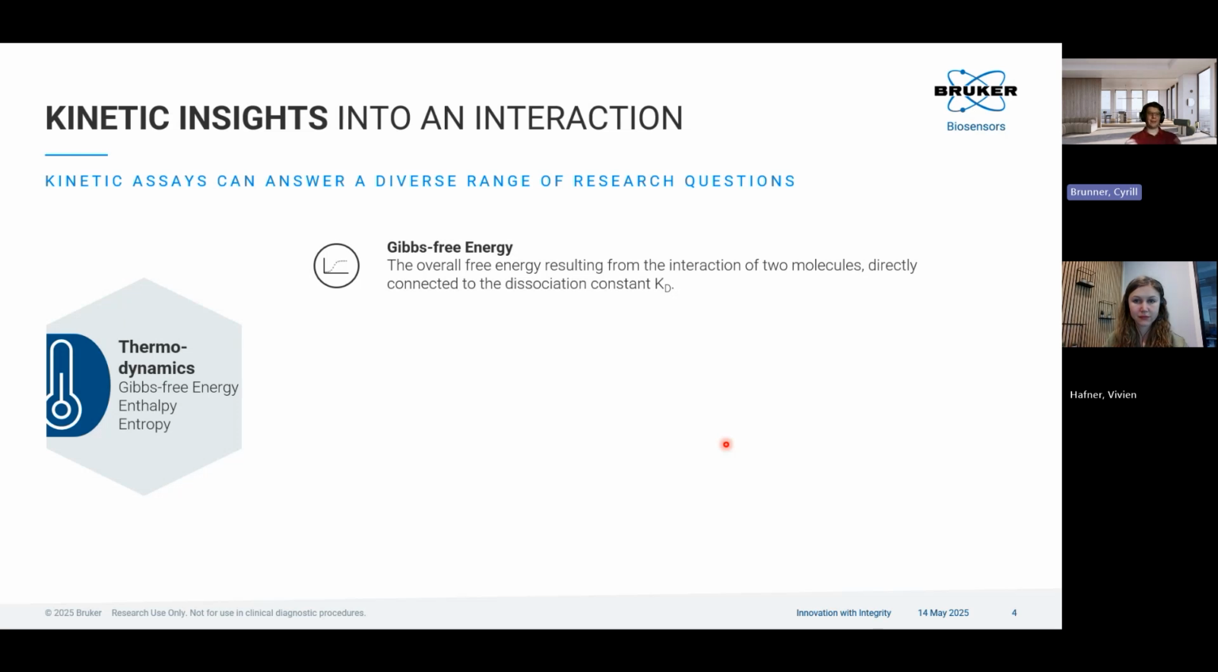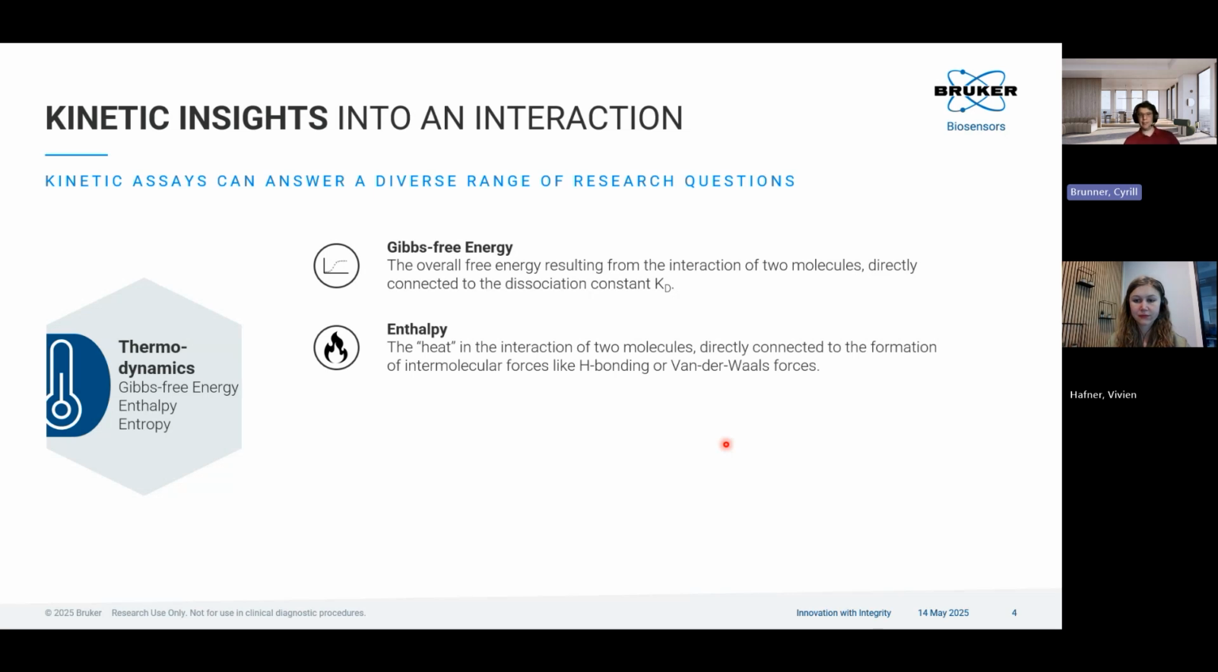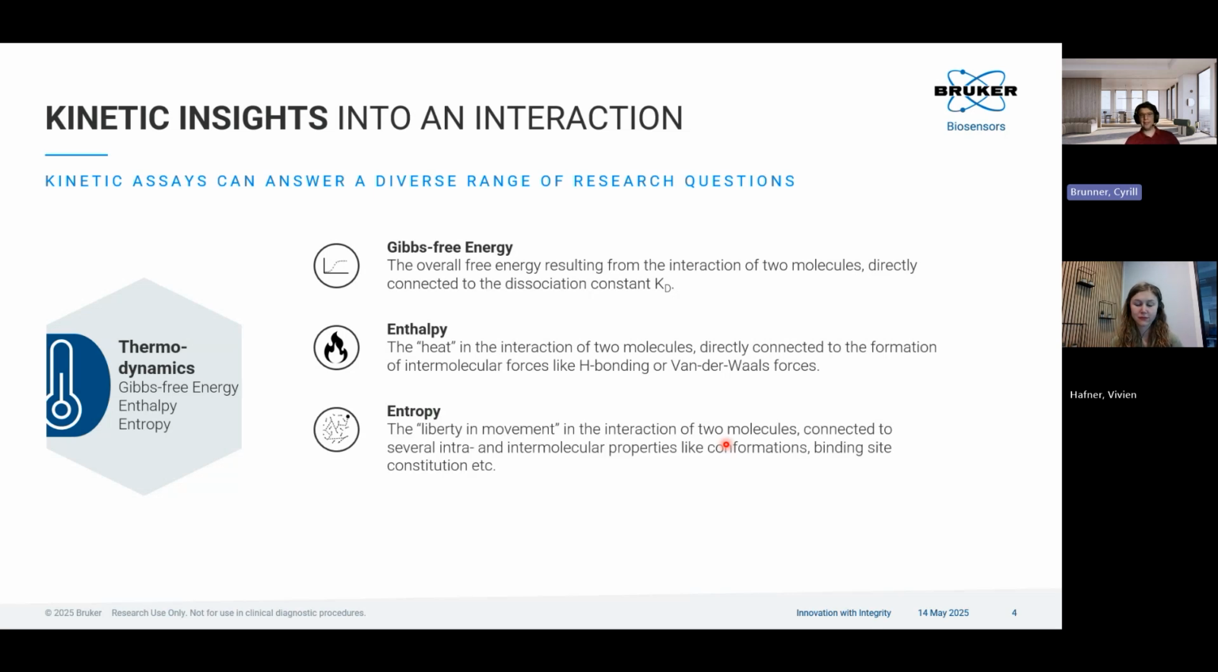The twin forming delta G is enthalpy and entropy. Enthalpy is the heat, so to speak, in the interaction of two molecules. When two molecules interact with each other, heat is produced, for instance, by intermolecular forces such as H bonding or van der Waals interactions. Entropy is then the chaotic partner in this partnership. It's basically the liberty in movement in the interaction of two molecules. Entropy is connected to several intra and intermolecular properties, such as configurations on the protein, conformational change, water displacement in the binding site, and so on.